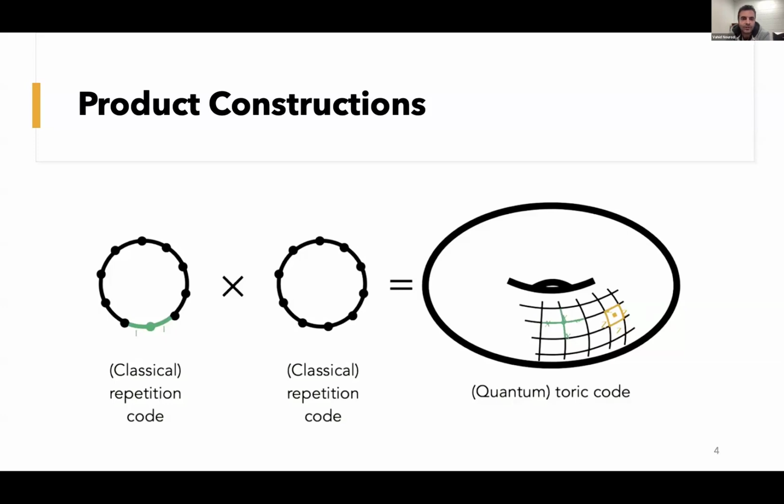If we consider two classical codes and then calculate the product between them, we can see that we have a quantum code, or the toric code, on the torus. And the Z checks and Z operators are defined by the edges and vertices in the torus.